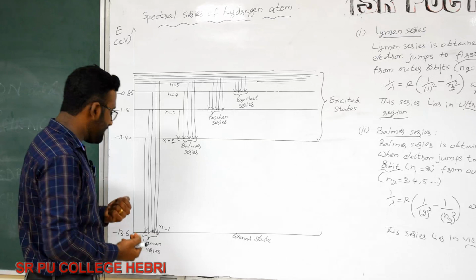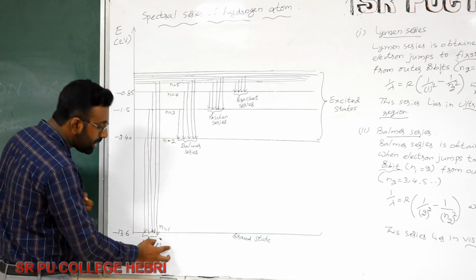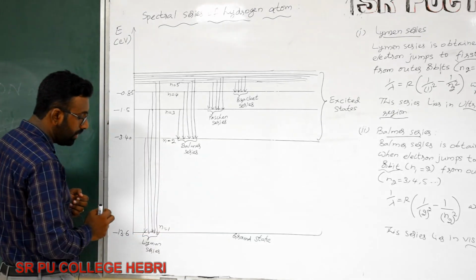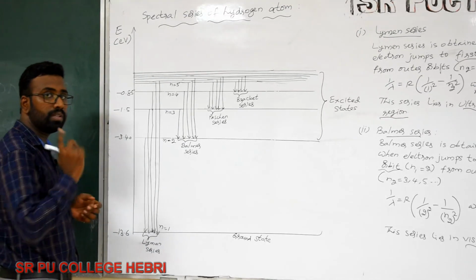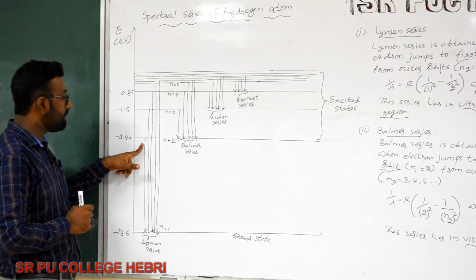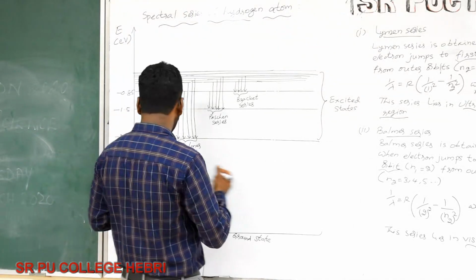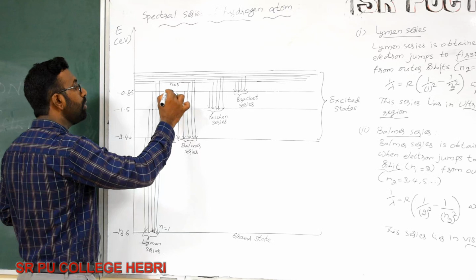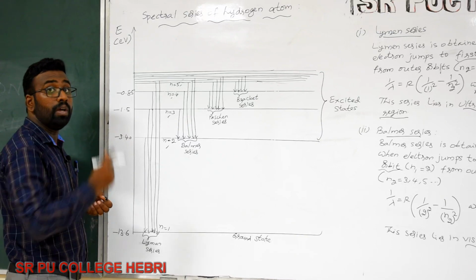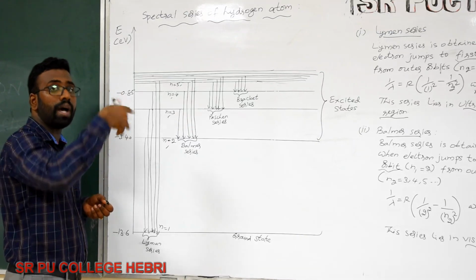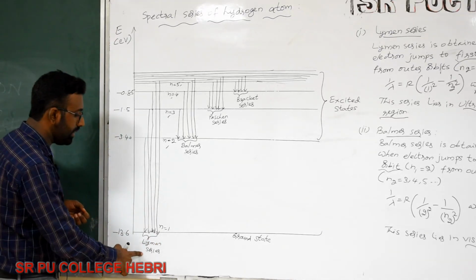You can see when an electron jumps from higher energy orbits to the ground state, that is n is equal to 1, the spectrum we get comes under Lyman series. So listen carefully. When an electron jumps from higher energy orbits, that is maybe n is equal to 2, or n is equal to 3, n is equal to 4, n is equal to 5, or n is equal to 6, or higher orders, when an electron jumps from these higher orbits to the ground state, what we get is the Lyman series.